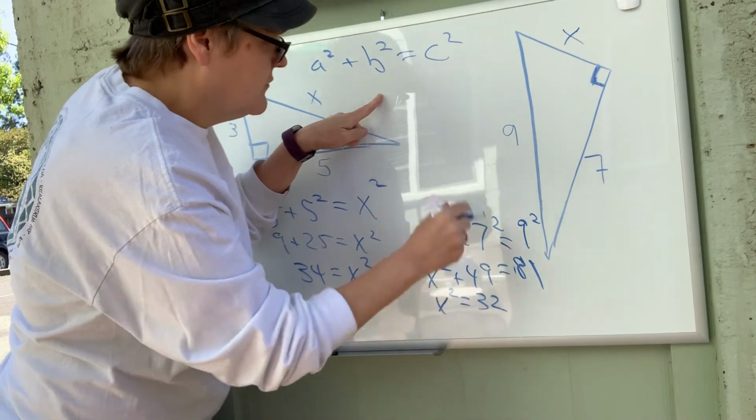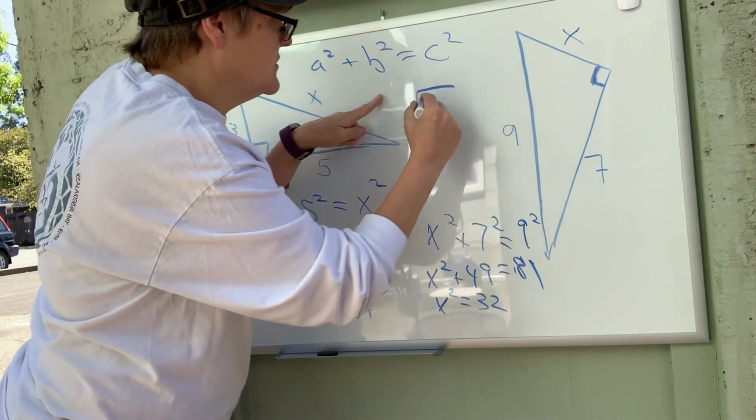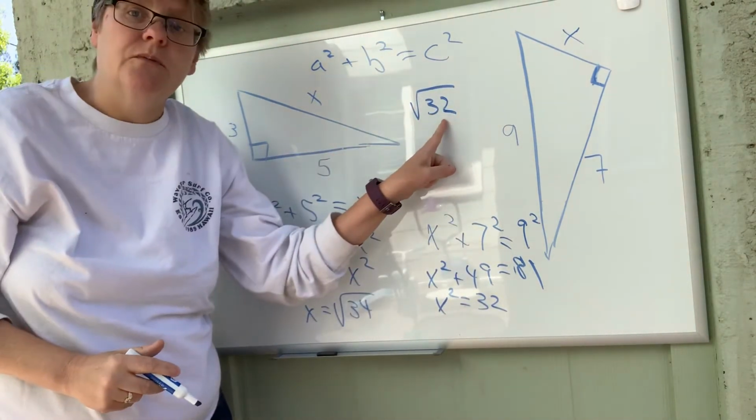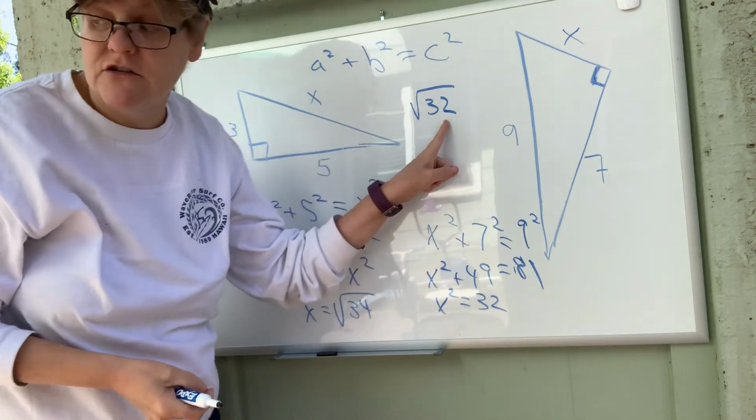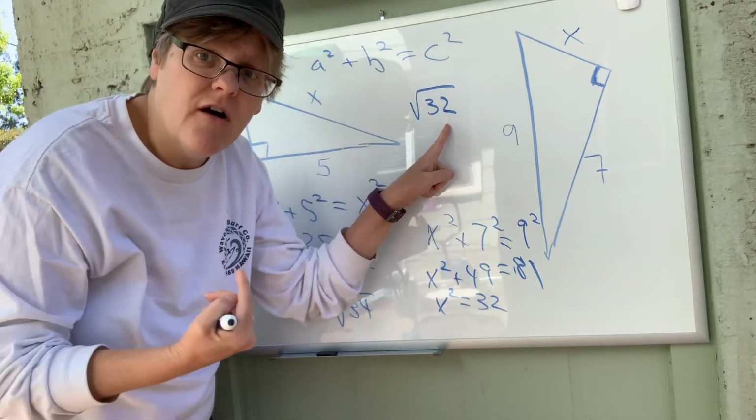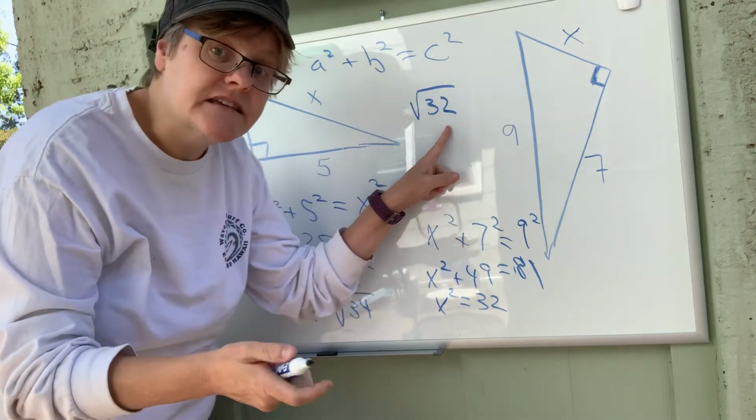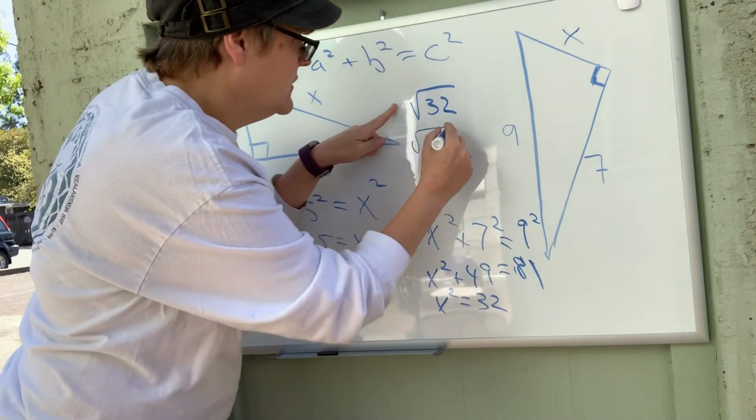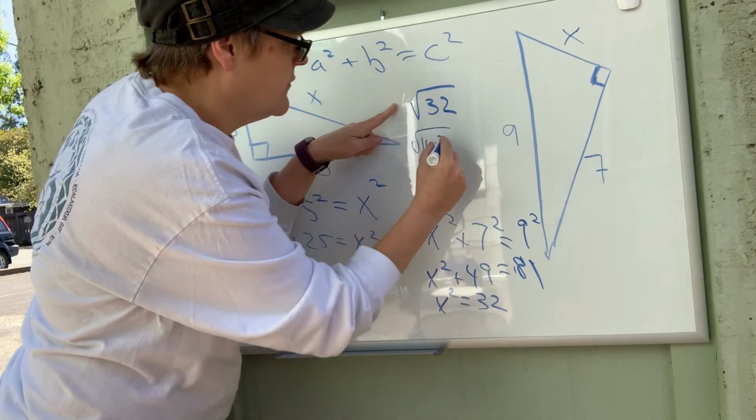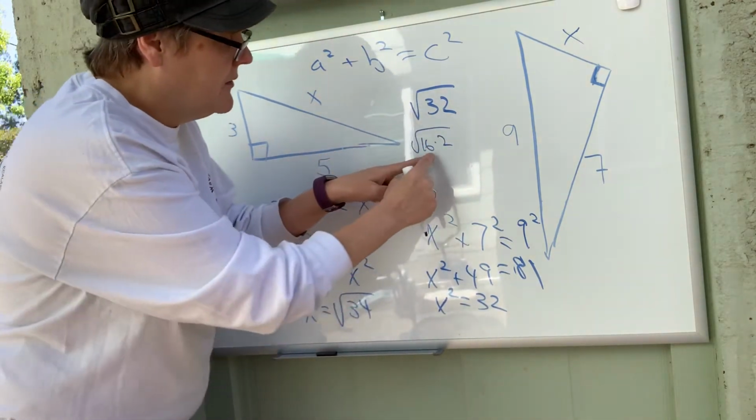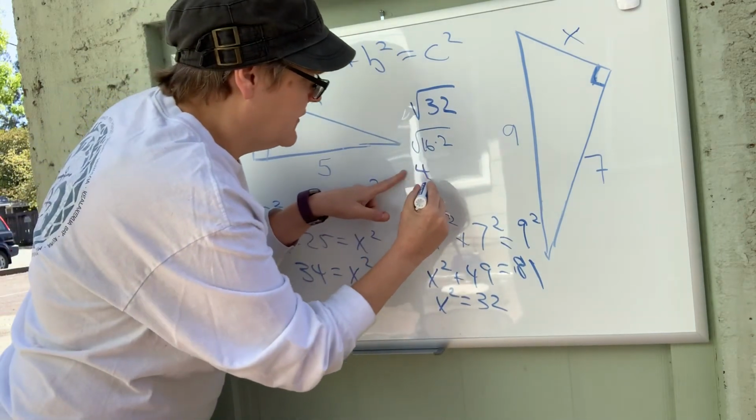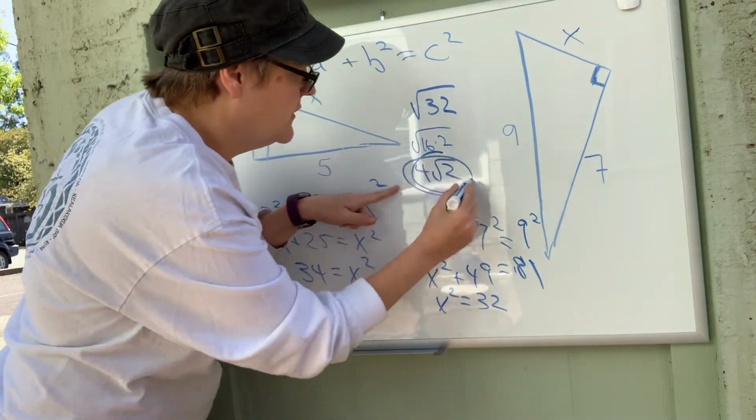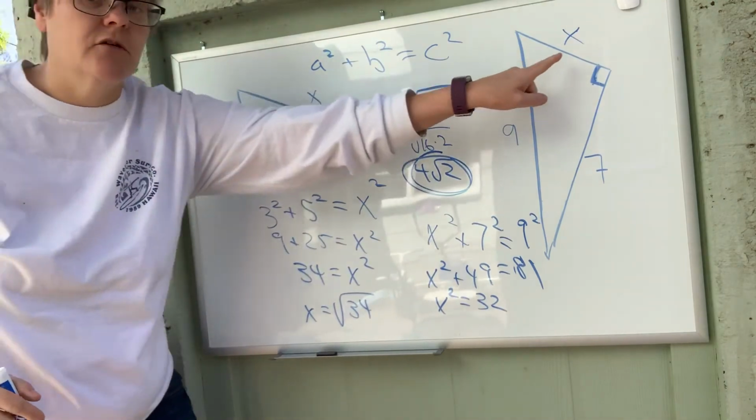When I take the square root of both sides, I get that x is equal to the square root of 32. But now let's think about that. Are there any perfect square factors of 32? Yeah, there are, and the biggest one is 16. So 32 is the same as the square root of 16 times 2, but the square root of 16 is 4. So my final answer, 4 root 2, and that's the length that I'm looking for.